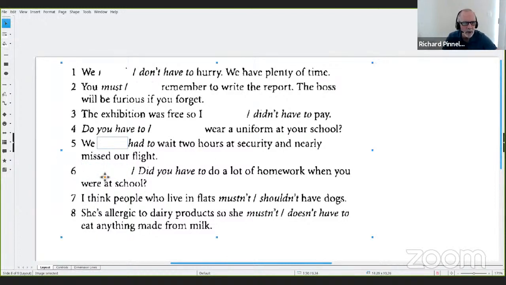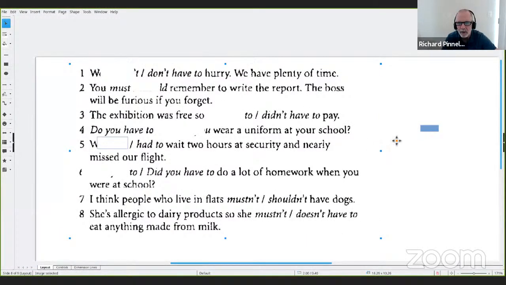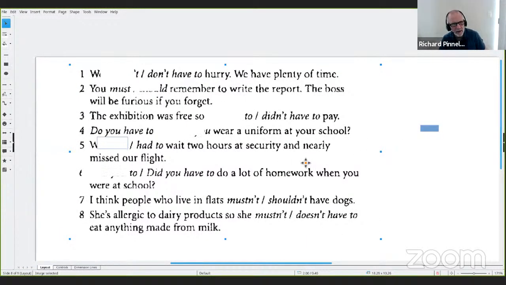Okay. So, I think people who live in flats mustn't or shouldn't have dogs. And Nadia says shouldn't. Very good. Because it's a recommendation. Now I can't draw again on this thing. Let's move that there. And let's make it white. So the correct answer is, I think people who live in flats shouldn't have dogs. It's a recommendation. It's an opinion.